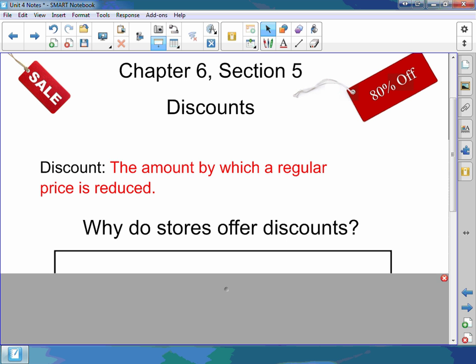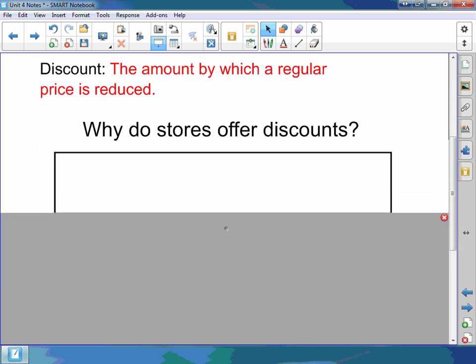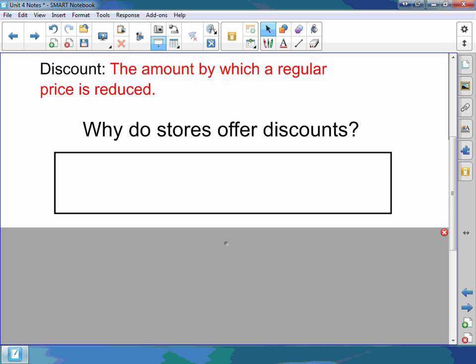So a bigger question here, why do stores offer discounts? Let's see if we can compile a list of reasons. What would be the benefit for them? Because if they're offering a discount, they're charging less than what they were. How is that more beneficial if they're charging less? They could get more money out of you the other way. Ava, can you give us a reason?